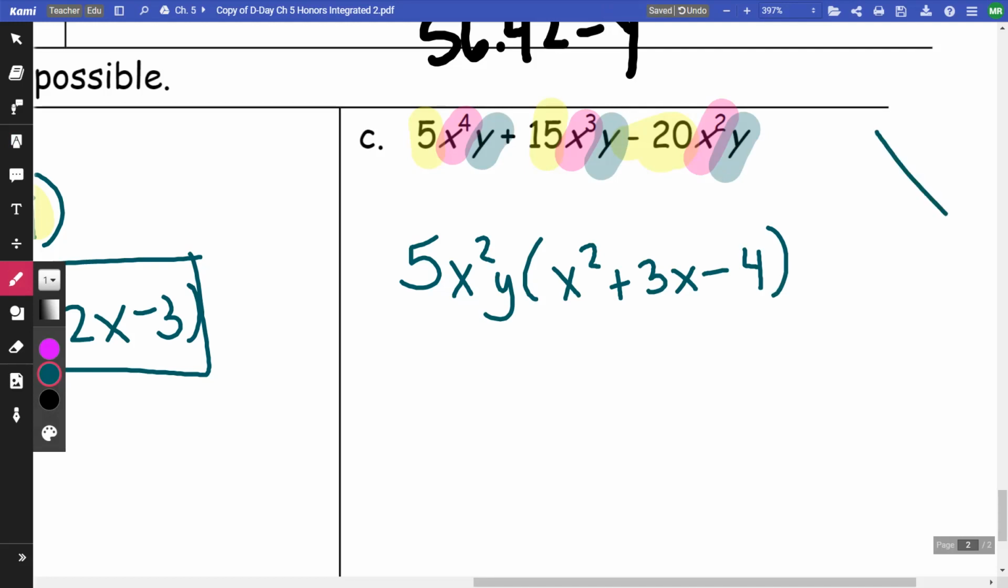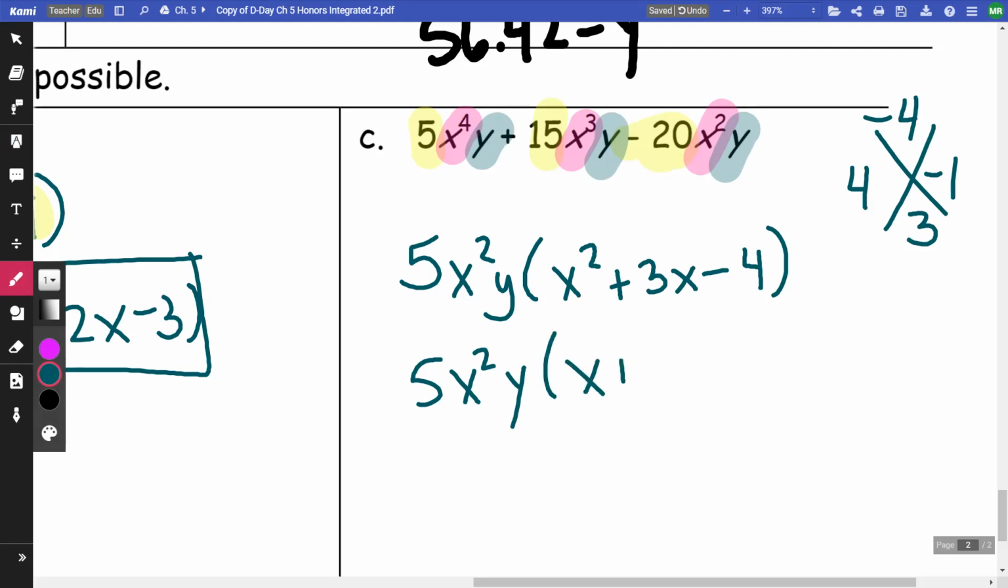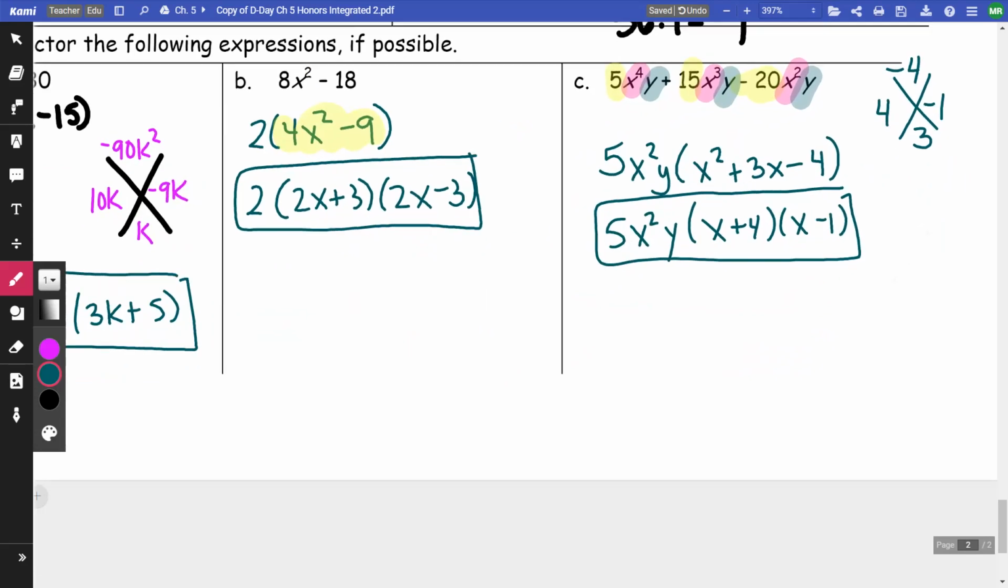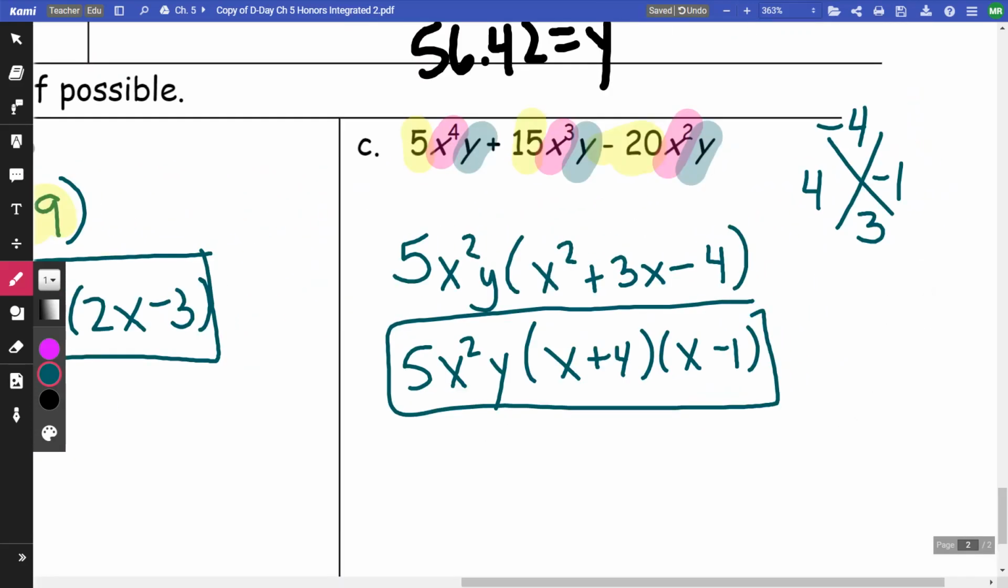And if I'm looking at this, what multiplies to a negative 4 and adds to 3? That's a 4 and a negative 1. So I'm going to have 5x squared times y, then x plus 4, x minus 1, and that's our answer. And that's the end of this video.